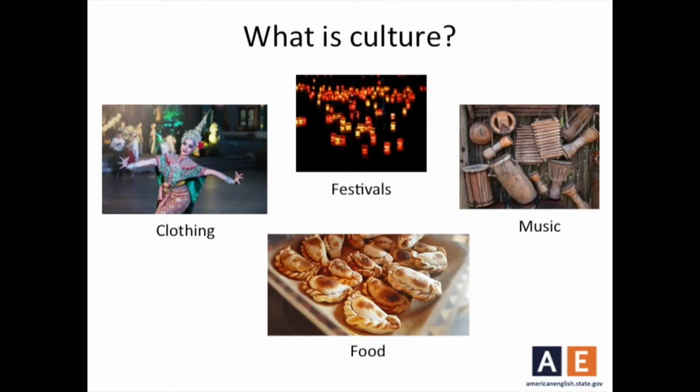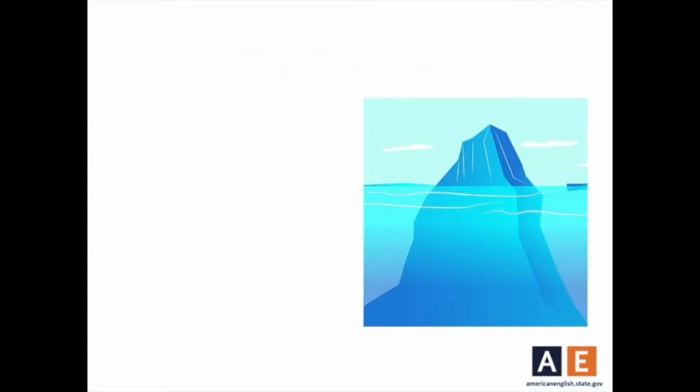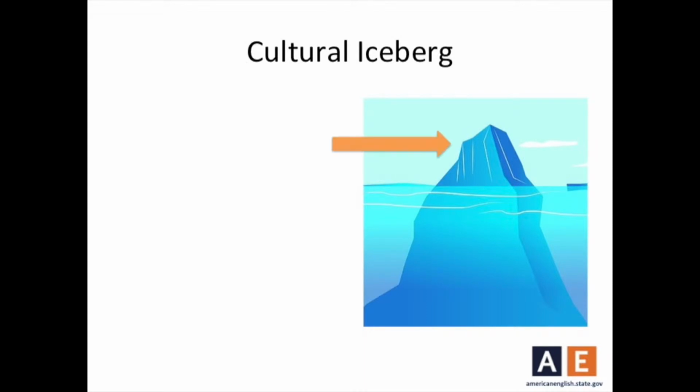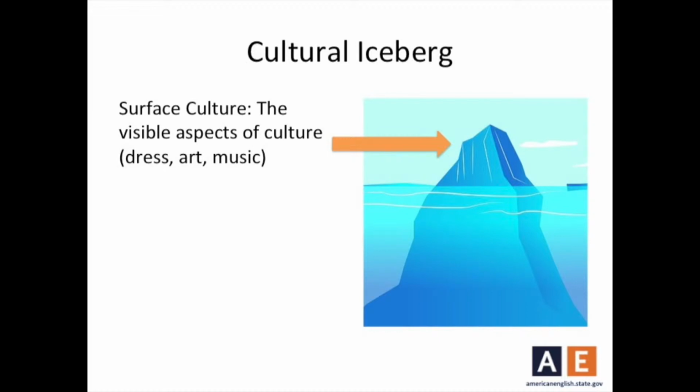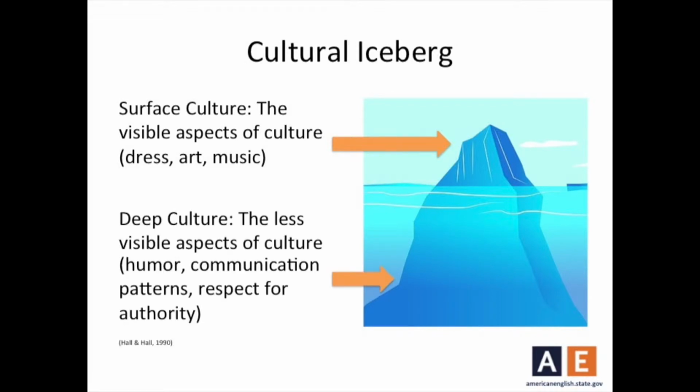People often discuss the difference between deep culture and surface culture by using the metaphor of an iceberg. An iceberg is a floating mass of ice. The visible part of the iceberg represents the surface aspects of culture, like dress, art, and music. The part of the iceberg that is underwater represents the less visible aspects of culture, aspects like humor, communication patterns, and respect for authority. Despite the fact that these aspects of culture are invisible, they are the bigger source of cultural difference and the bigger impact on people's day-to-day lives.